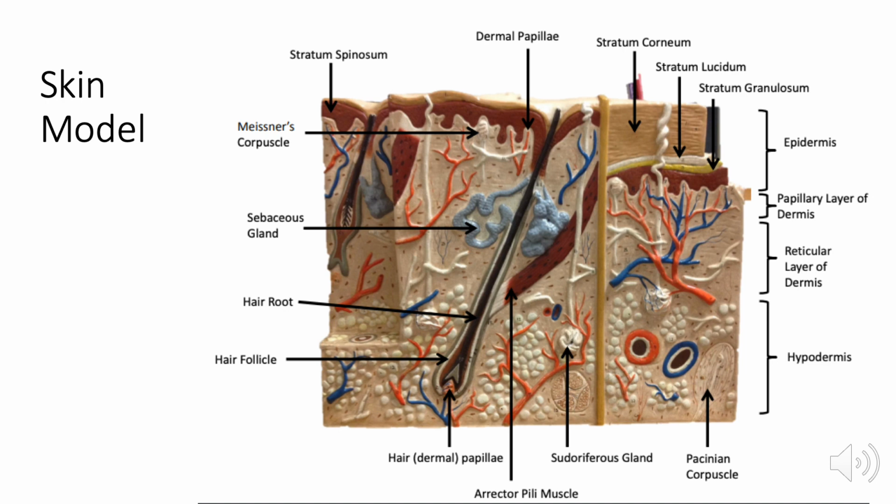And then we've got our hair follicle here with that hair or dermal papilla. So you could say hair papilla or dermal papilla, that's fine, which is the little indentation where blood vessels come into the hair follicle. The root of the hair is beneath the skin, and then the shaft would extend off the surface of the skin.